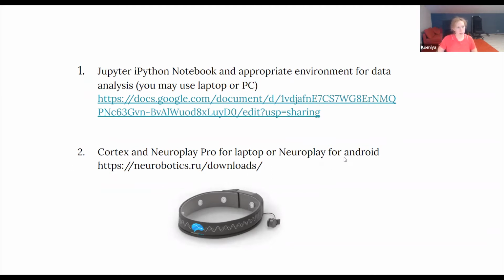Maybe later, after the next lessons, if you want to do something with the data you take from these neural interfaces, you should download Jupyter Notebook and some appropriate environment, and I can also send you an instruction if you want to do something with the data. Is that clear? Yes, thank you. Okay.